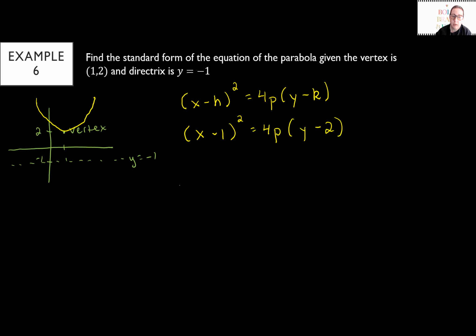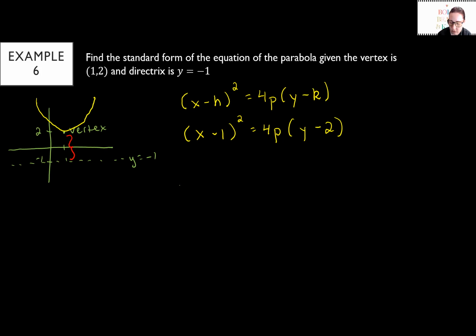So we need to find p, and p is the distance between the vertex and the directrix. So we don't need the focus. Before, when we were given the focus, p was the distance between the focus and the vertex, but it's also the distance between the vertex and the directrix. So we don't need to go and find the focus. The directrix is enough information.